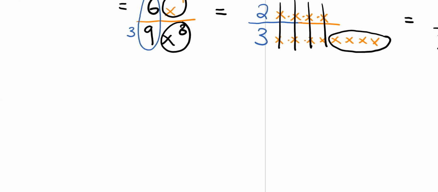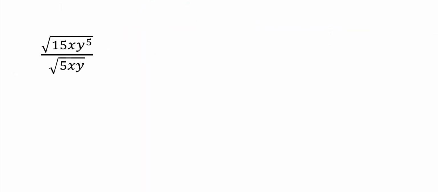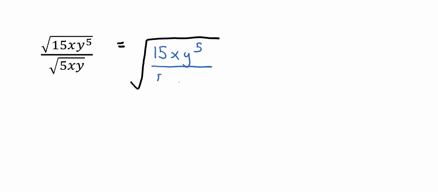Okay, let's keep on going here. I guess there's one last question to go and then we're done. For this particular problem, you have a radical divided by a radical, so we can create a bigger radical. And on the inside, I can have 15xy to the power 5 divided by 5xy. And let's just divide the numbers with the numbers. So 15 divided by 5 is going to be 3. And then those x's can cancel off.